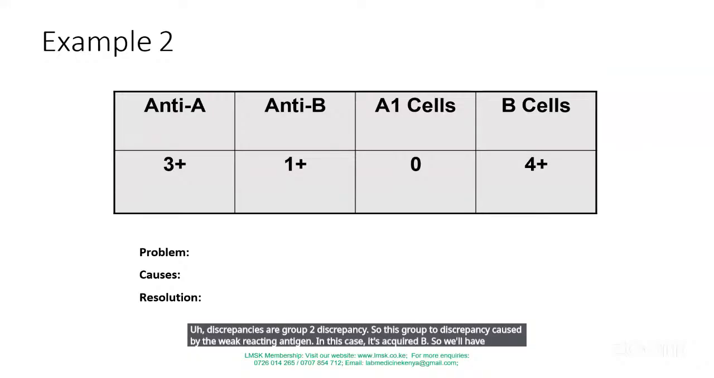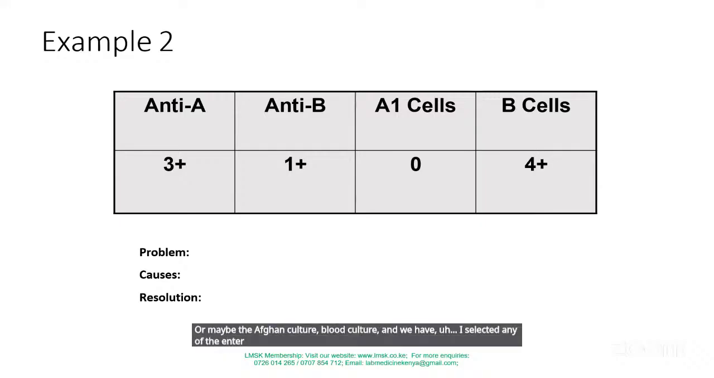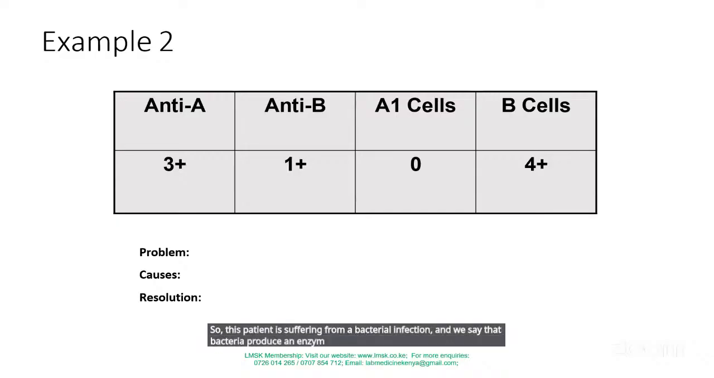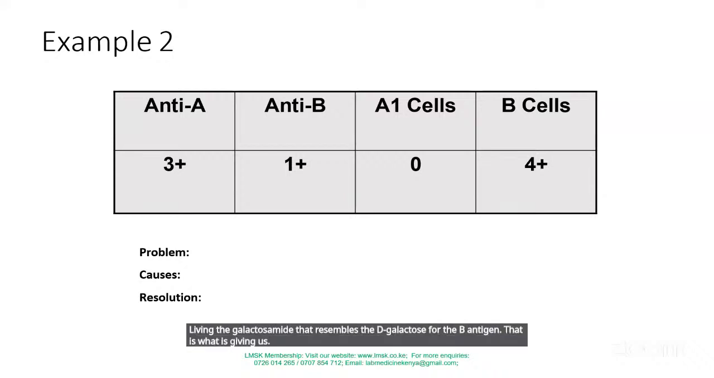So we'll have to go back to the history of the patient and check if they have colorectal cancer or they are suffering from bacterial infection, or maybe they have done a blood culture and we have isolated any of the enteric pathogens in this particular patient. Not even blood culture, it could be even UTI or something of that sort, yes. So this patient is suffering from a bacterial infection. And we said that bacteria produce an enzyme known as deacetylase, and it will remove the N-acetyl group, leaving D-galactosamine that resembles the D-galactose for the B antigen. That is what is giving us the weak reaction with the 1 plus.